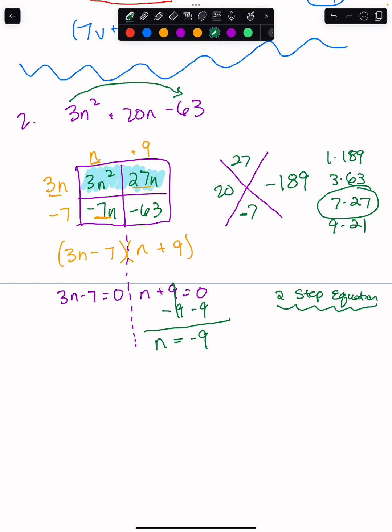And a two-step equation is you do the order of operations backwards. So if there is any addition or subtraction, you do that first. Any multiplication or division, you do that second. And usually it'll only be these two. So what we're going to do is, do we have any addition or subtraction? Yes, we have to do the inverse of minus 7, which will be plus 7.